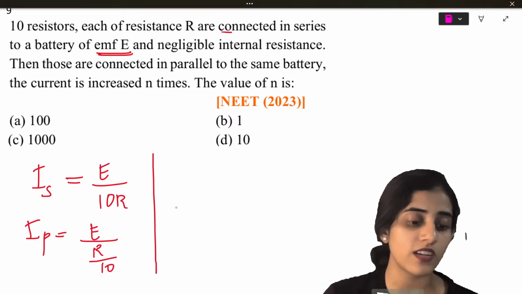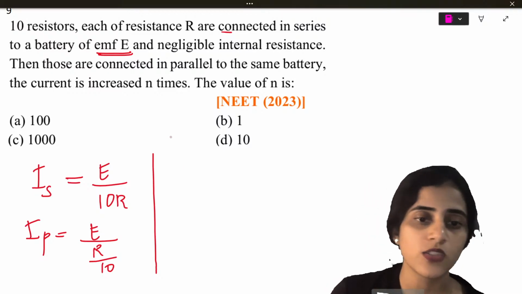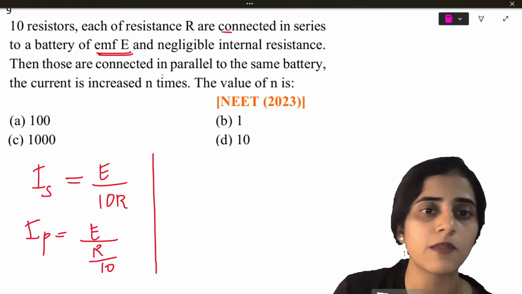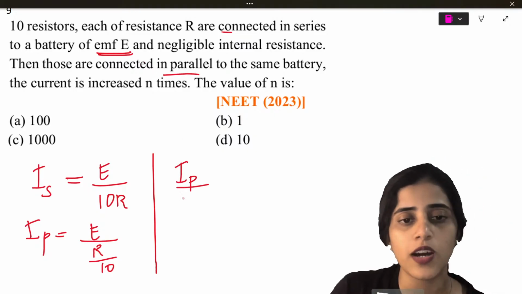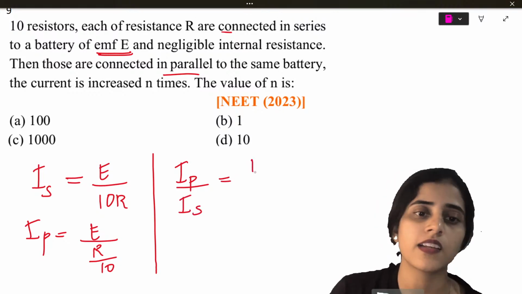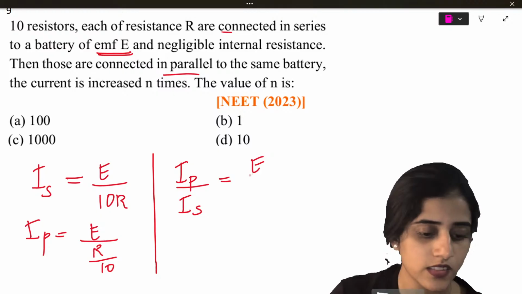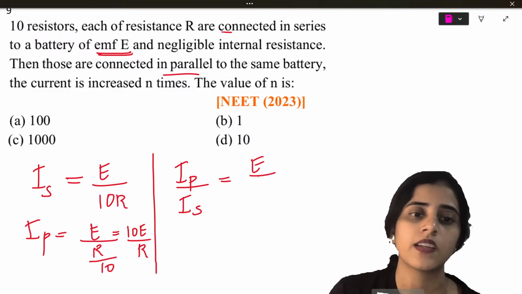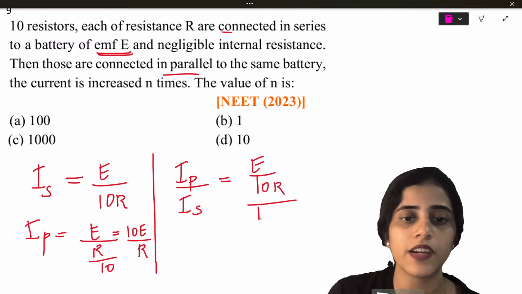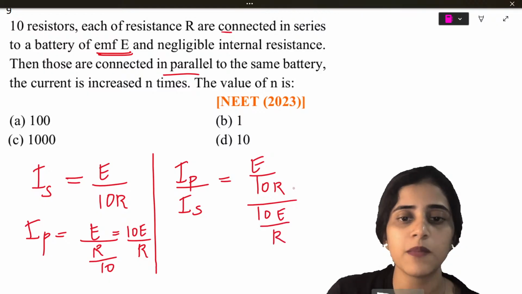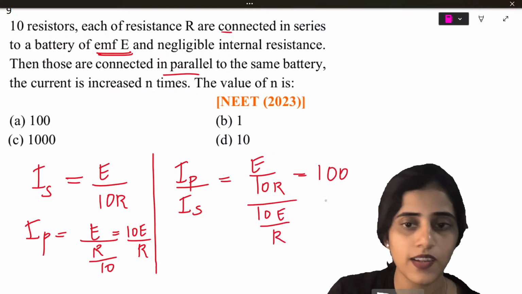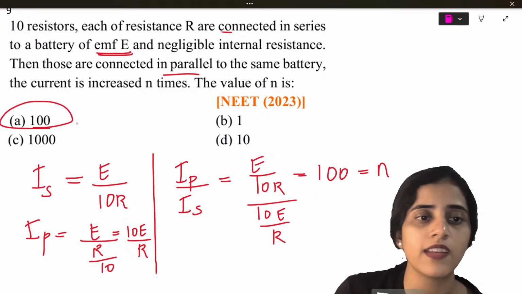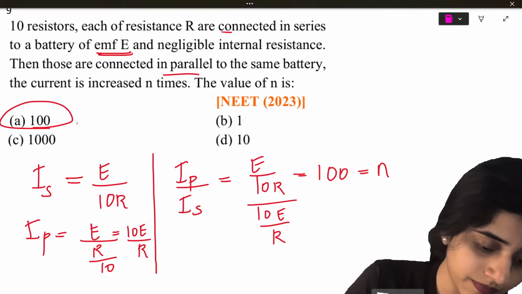Now, we have to find out the ratio of the currents. So, ratio of which current first? Parallel first, right? Connected in parallel. So, IP by IS is what? E by R by 10, which I can write as 10E by R, divided by E by 10R. This is going to be equal to 100. So, this is the same as n. So, the value of n is 100. Very easy.